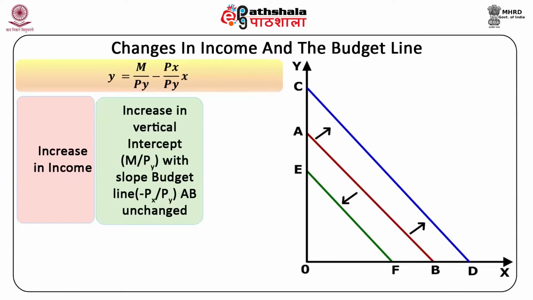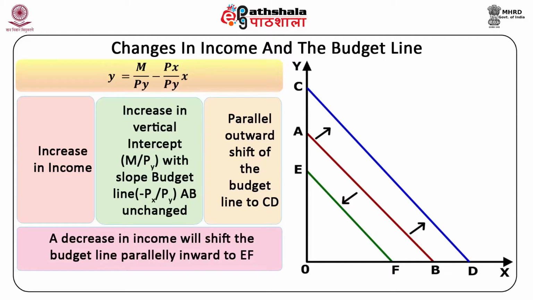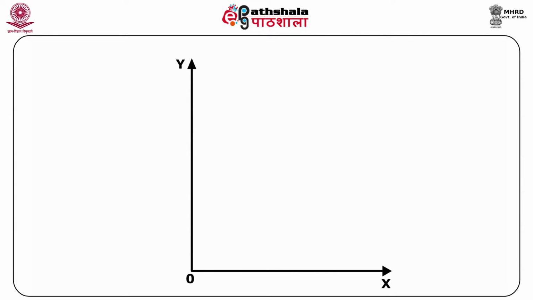Thus, this increase in income will result in a parallel outward shift of the budget line to CD. Similarly, a decrease in income will shift the budget line parallelly inward to EF. Let us now consider the case of changes in prices of the goods.